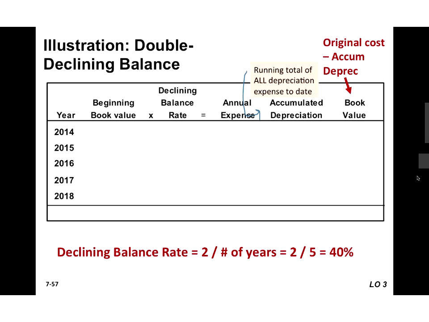So we'll start. The beginning book value for 2014 is the original cost. So that original cost is $13,000. Remember I said that the double declining balance method is the only method that does not take into account the residual value in the initial calculation. So $13,000 times 40%, using our factor, times 0.4, gives us an annual expense of $5,200.